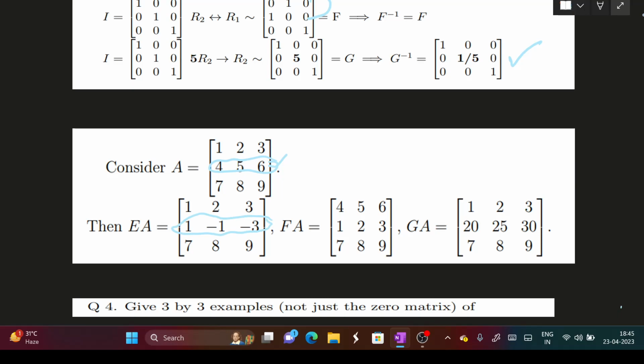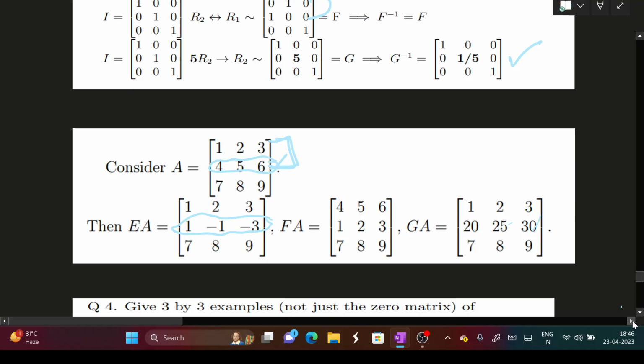Now when I am multiplying F with A from the left side, that means these 2 rows will be interchanged. So 4, 5, 6 will be the first row and 1, 2, 3 is the second row. Similarly, when G is multiplied with A from the left-hand side, what am I getting? Each element of the second row is multiplied by 5. So 4, 5, 6 of the second row is replaced by 20, 25, 30.